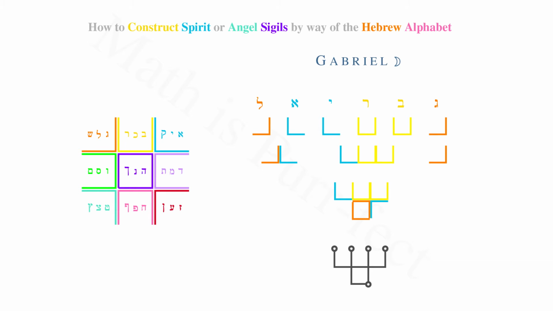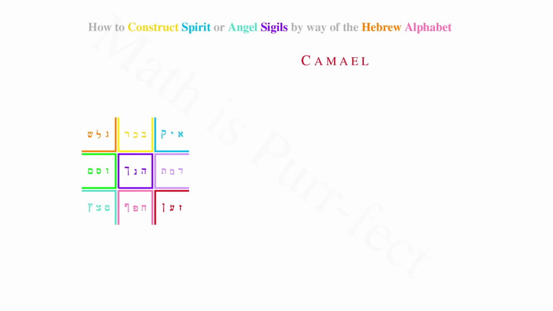We next consider the angel Camael, who presides over the planet Mars. In Hebrew, this angel's name is spelled Kaf, residing in the top center box, hence has a yellow upward-facing U-shaped key, followed by Mem, residing in the right center box, whose corresponding key is a lavender, right-facing U-shape. Then Aleph, residing in the top right box, with a light blue L-shaped key. And finally Lamed, residing in the top left box, whose key is an orange left-facing L-shape.